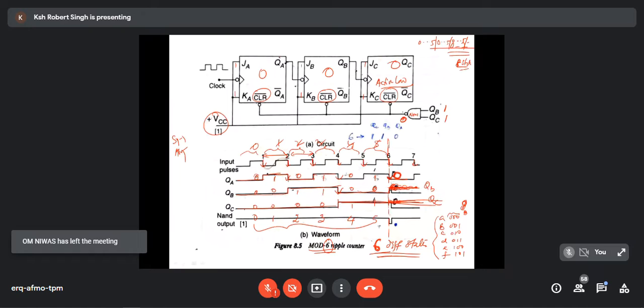Now, you just see, output will become 0. Now you see the original waveform that they have given. You just see the original waveform that they have given.